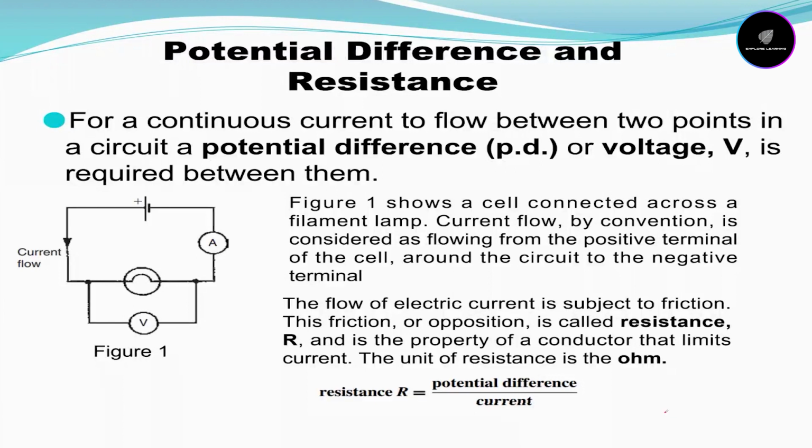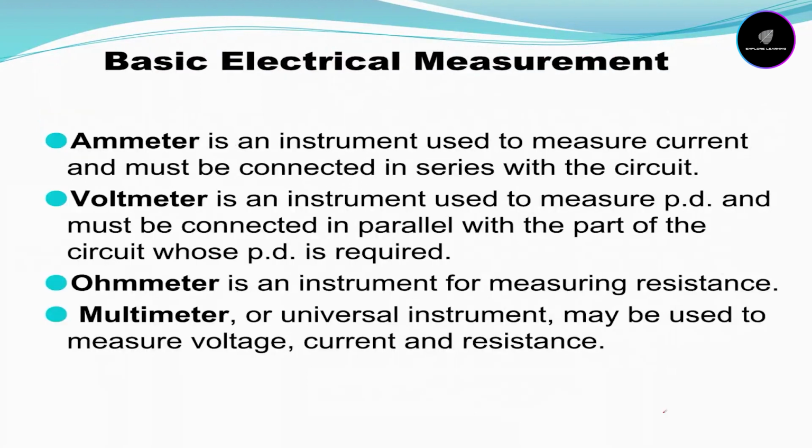Let's go straight to the basic electrical measurements. The first one is the ammeter. Ammeter is an instrument used to measure current and must be connected in series with the circuit. Voltmeter is an instrument used to measure PD and must be connected in parallel with the part of the circuit whose PD is required. Ohmmeter is an instrument for measuring resistance. Multimeter or universal instrument may be used to measure voltage, current, and resistance.